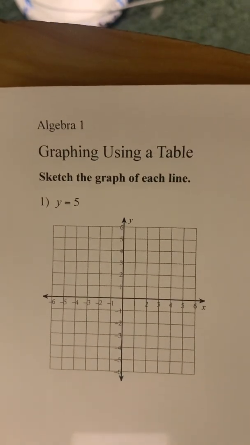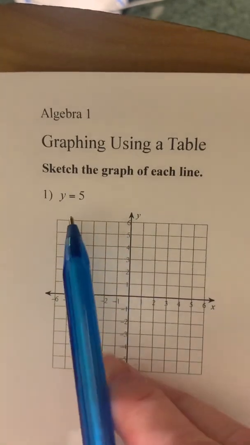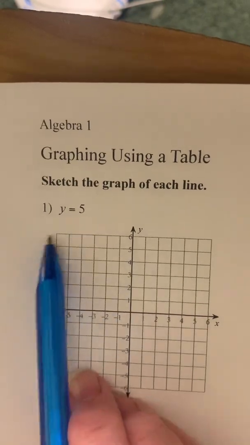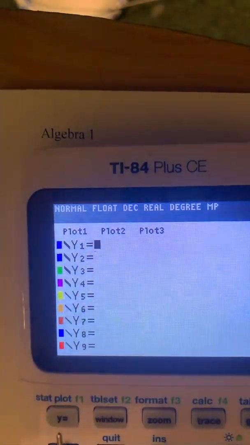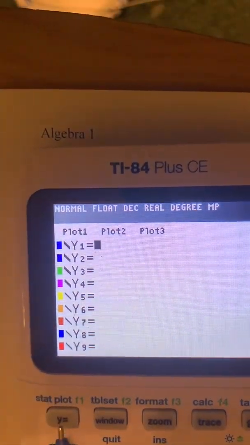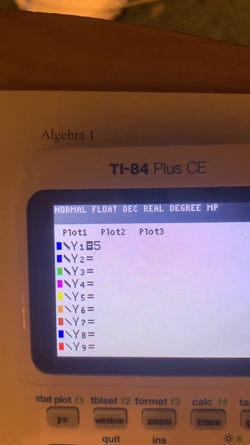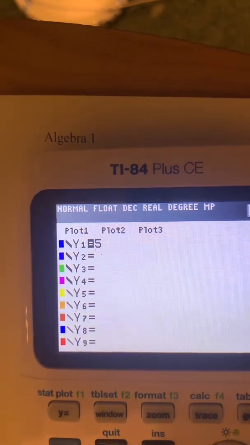So, graph using a table. My first equation is y equals 5. I already solved for y for us. So we go to the calculator. We go to the y equals. Y equals is again right here. And then I just type in 5. That's it. Okay.